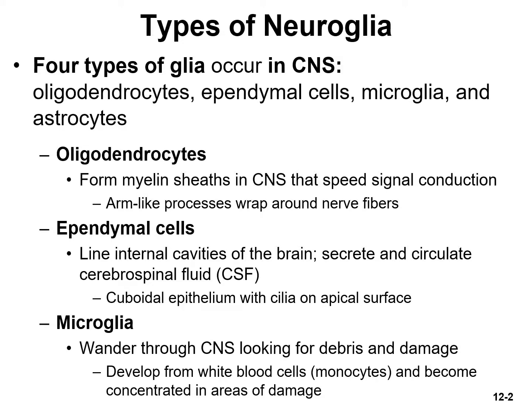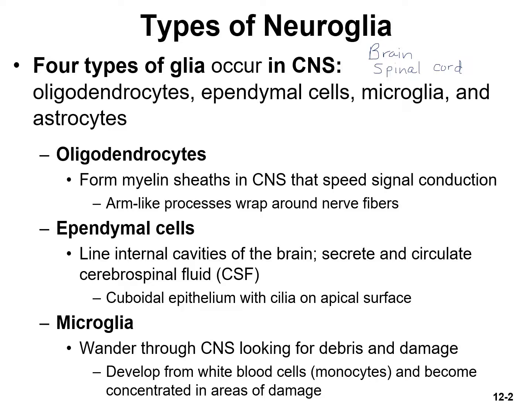So in the central nervous system, or CNS, remember the central nervous system is going to be your brain and spinal cord. In the central nervous system, there's 4 types of glia: oligodendrocytes, ependymal cells, microglia, and astrocytes.